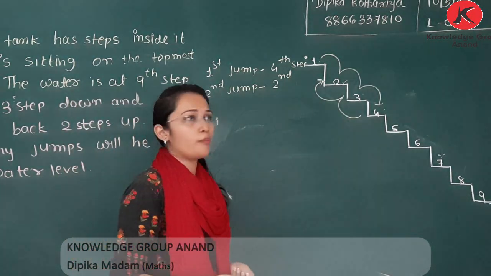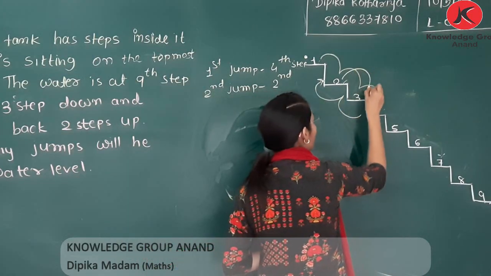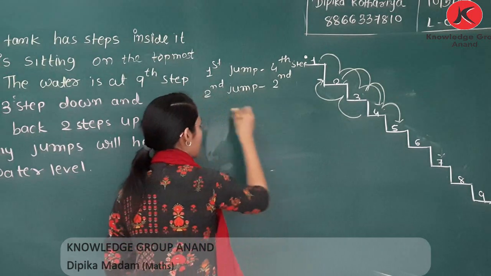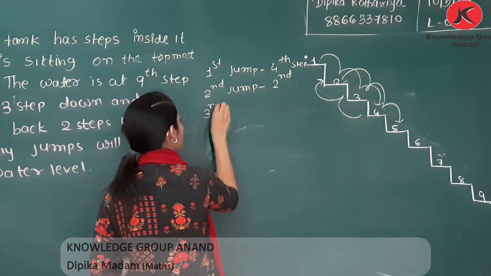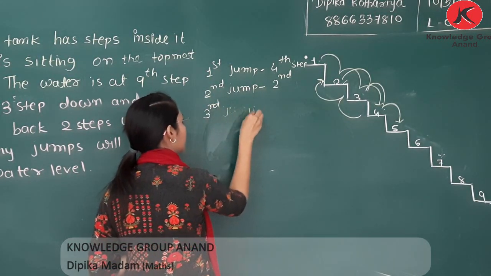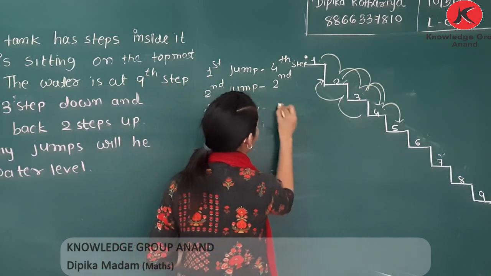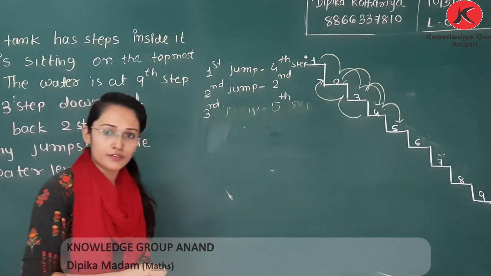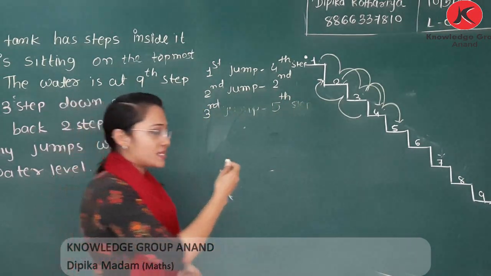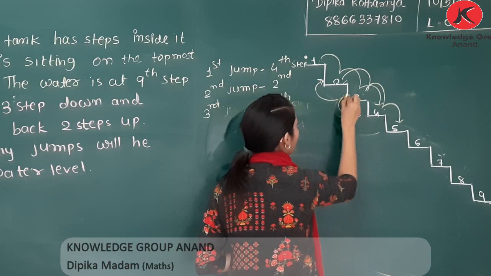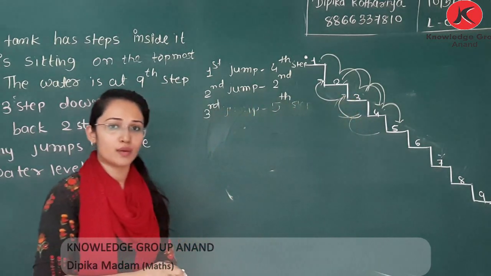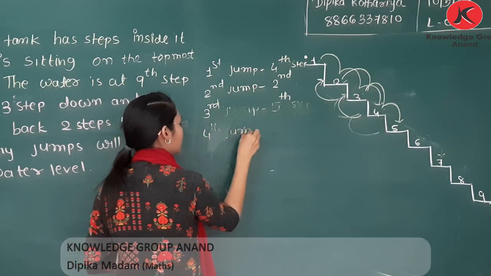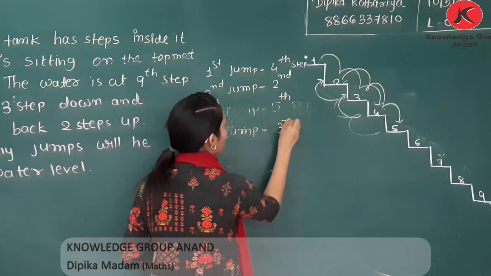Now from the second step, he takes 3 steps down. So it is 1, 2 and 3. It is on the fifth step. So on the third jump, fifth step. Now from the fifth step, 2 steps upside. So 1 and 2. Third. So on the fourth jump, it is on the third step.